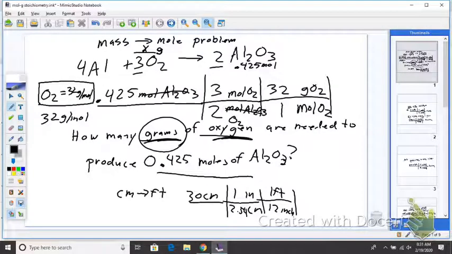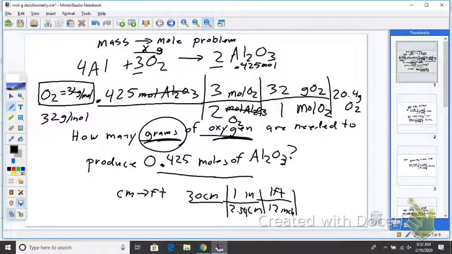Because you don't want to go 0.425 divided by 2 times 3. You know, that looks like it's all on the bottom of it. So you got to be careful with that. So your answer is going to be 20.4 grams of oxygen. Any questions you guys have with that setup?